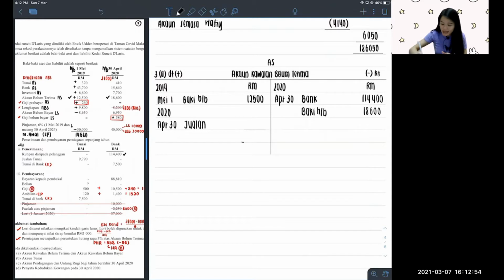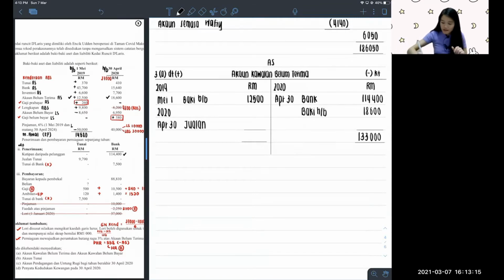Contra is for buku tunai. This is account kawalan, there's no contra. Okay, there's no contra for account kawalan. So here we got a total up. Okay, credit side 114,400 plus 18,600. The answer is 133,000 on the credit side.